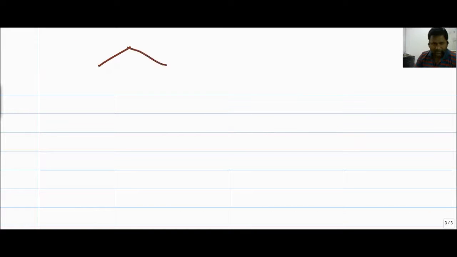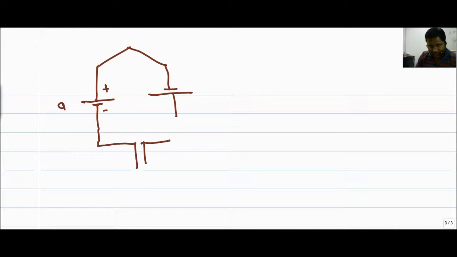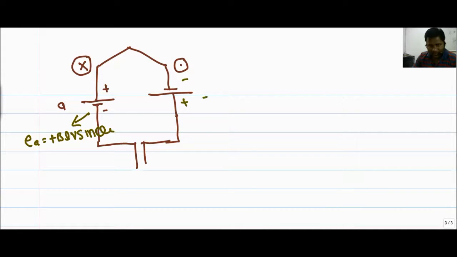Now we have seen that conductor A has an induced EMF in this fashion. Similarly, B will have the induced EMF in this fashion, but the direction is opposite because it is a cross and it is physically on top. So this has a magnitude of EA equals plus BLV sin theta E, and this has a magnitude of E dash equals minus BLV sin theta E.